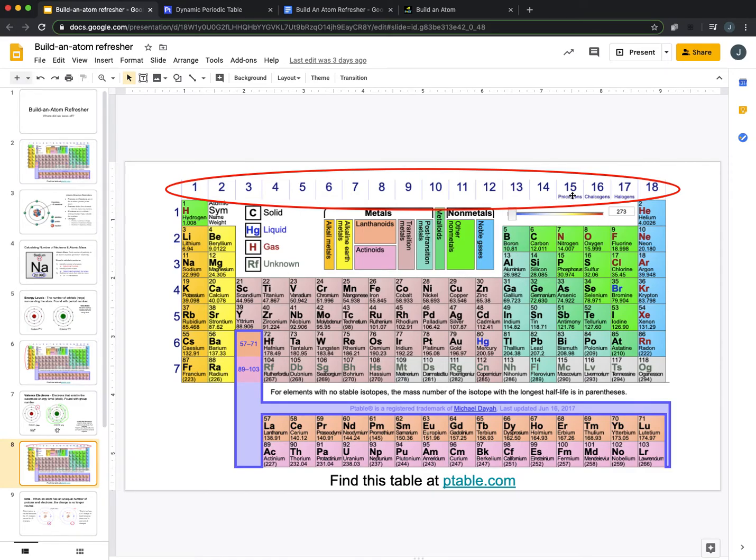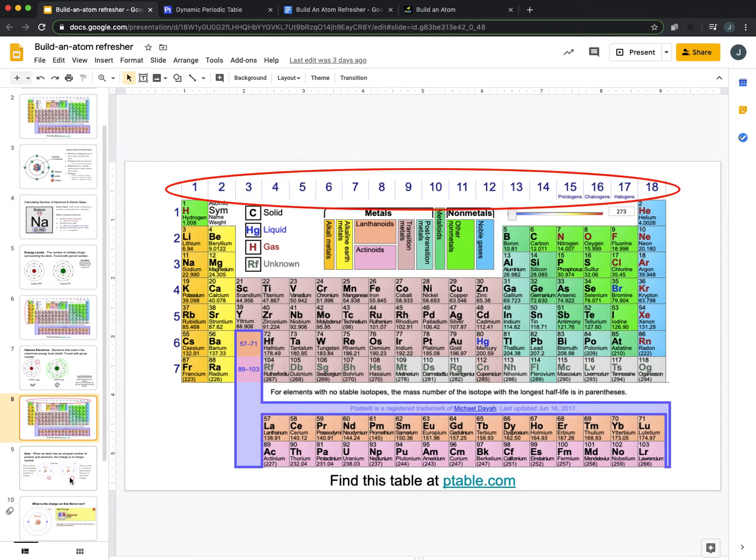14 has 4, 15 has 5, 16, 6, 17, 7, 18, 8. The only exception for group 18 is helium. Helium only has the 2 valence electrons because it is in that first row or period. So it only has the 1 ring, so it can only hold 2 electrons at all because its rings are too small. It doesn't have the space. So that's how you quickly identify valence electrons: you look at this top number here.